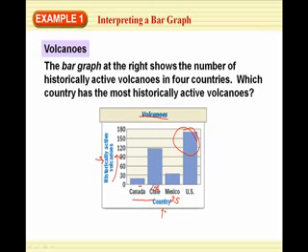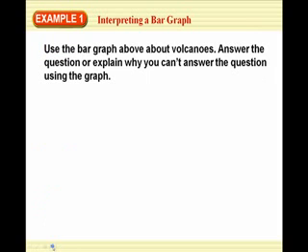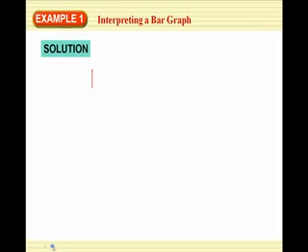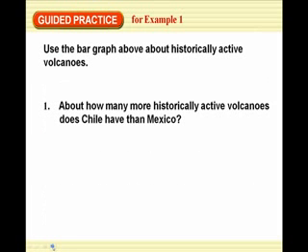It says about how many more, so that tells us we subtract. 115 minus 35, which I have to write on top of each other like this. 11 minus 3 is 8, so 80. Your numbers could be a little different because, notice, we did have to estimate. So the difference between those is about 80. So the answer to this one would be 80 volcanoes.